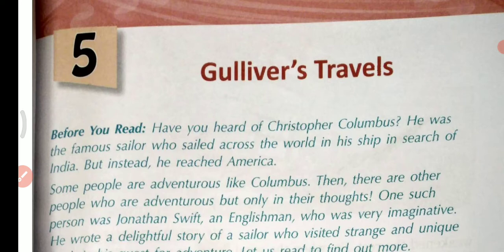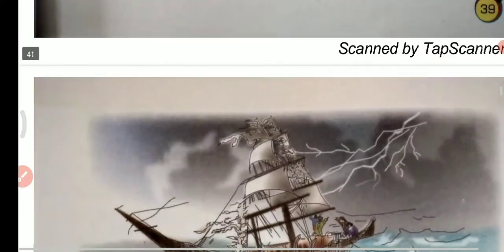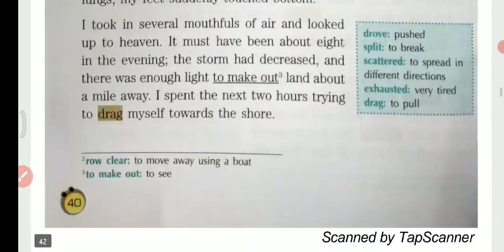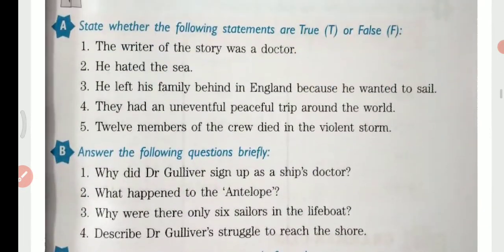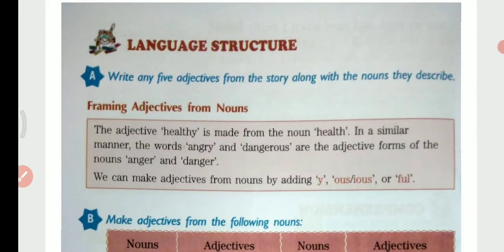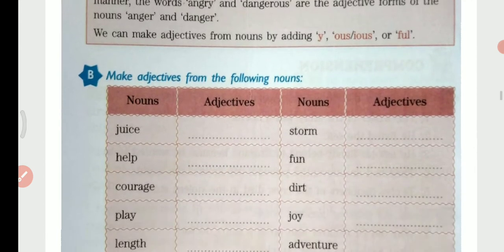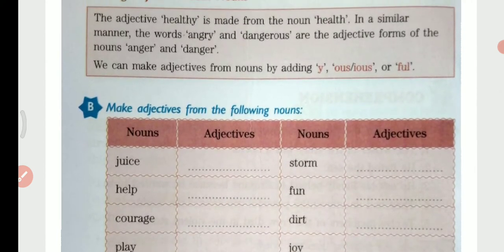Students, in this video, I shall be continuing with chapter 5, that is Gulliver's Travels. In the previous video, I explained the chapter, and in this video, I'll be proceeding with the exercises. The comprehension part is already done. Let me come to the language structure. Now, we'll move to question number B, that is make adjectives from the following nouns.